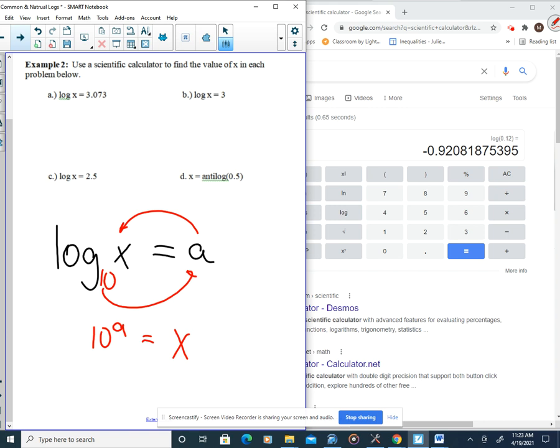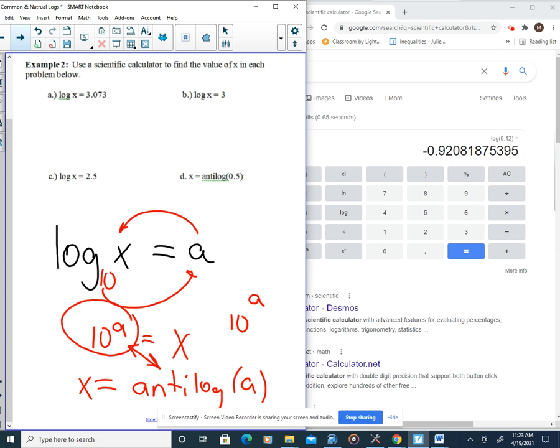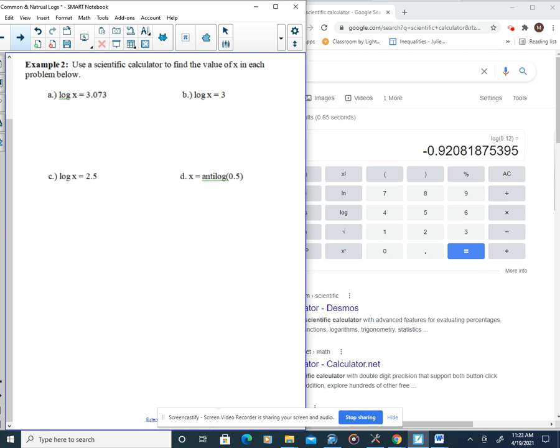So this 10 to the a power, another name for that is the anti-log. Okay? So I could have rewrote this as x is equal to the anti-log of a. That just means when you see the anti-log, you can think of that as your base. Your base is 10, 10 to the a power. 10 to the a power is the same as the anti-log of a. All right, so you can also use a calculator to do this.